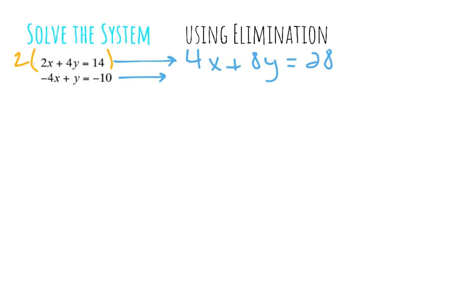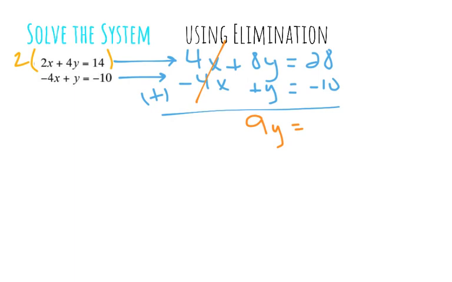And then I'm just going to rewrite the second equation: negative 4x plus y equals negative 10. Now when I look at these two equations, I'm going to add them together. When I add them, my x's are going to cancel out, right? Now I have 8y plus y, which gives me a total of 9y, and that's going to equal 18. Divide by 9, and y equals 2.